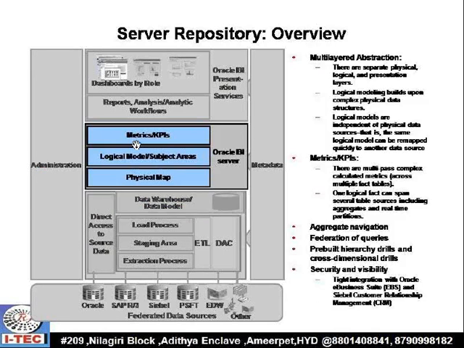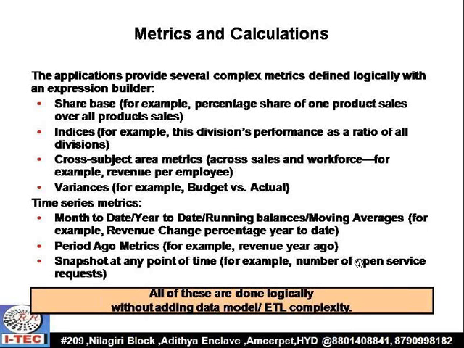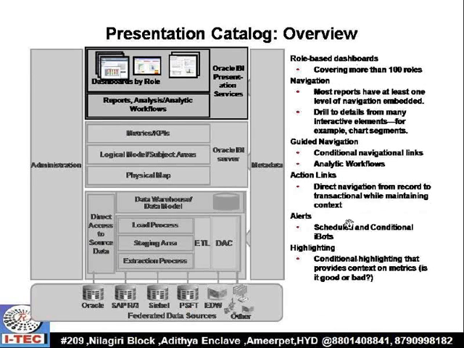Next, server repository overview. Here we have three layers. One is called what, sir? Physical layer, BMM layer, and presentation layer, where whatever calculations you require, we will do all those things. Next one is metrics and calculations. Next, presentation catalog. Whatever reports are required, all those reports are available here. It may be alerts, it may be highlighting, it may be action links, it may be guided navigation, anything. Okay.